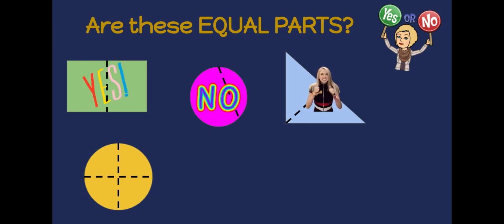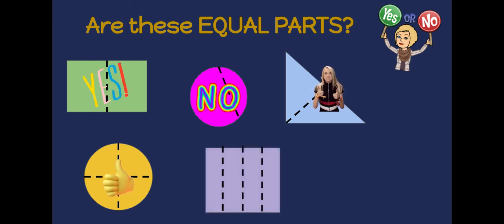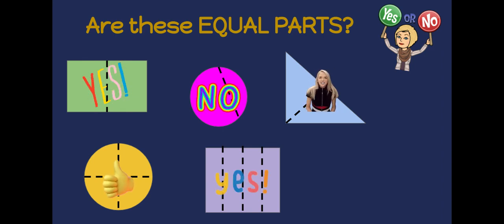It has 4 parts. Are they all equal? Oh, if you said yes, nice job. And we would call each of those parts 1/4. How about this rectangle? Is it divided into 4 equal parts? If you said yes, you are correct.